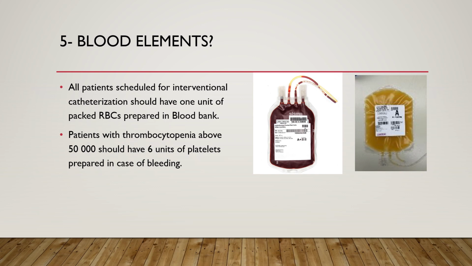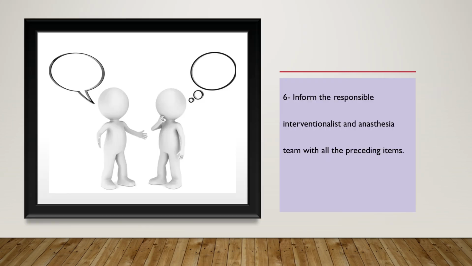All patients scheduled for interventional catheterization should have at least 1 unit of packed red blood cells prepared in the blood bank. Also, patients with relative thrombocytopenia need to have at least 6 units of platelets prepared in case of bleeding that might occur during the procedure. Afterwards, please inform the responsible interventionalist as well as the anesthesia team with all the preceding items.